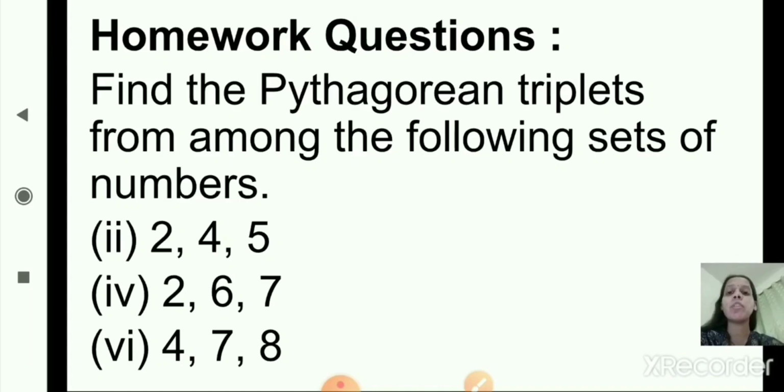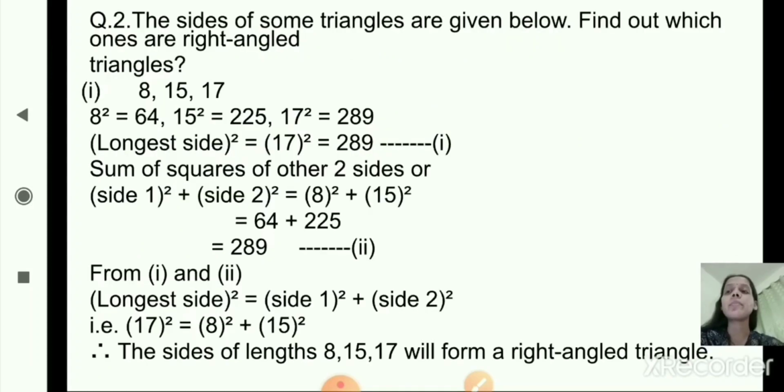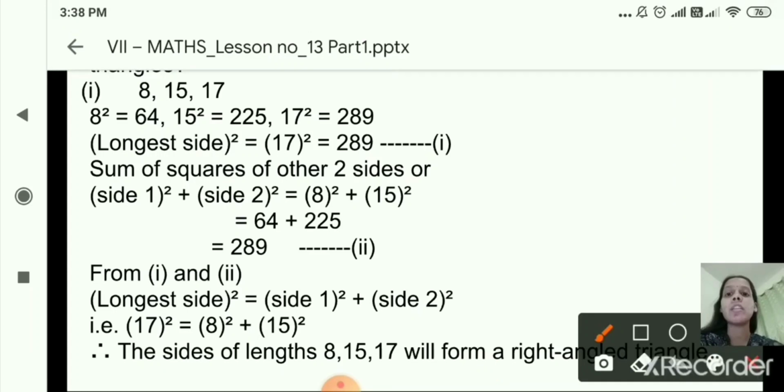Now we'll move to the second question. This is question number 2 from practice set 49. The sides of some triangles are given below. Find out which ones are right angle triangles. Again you will follow the same steps, the same method, just the final statement is a little bit different. All the other steps are similar.